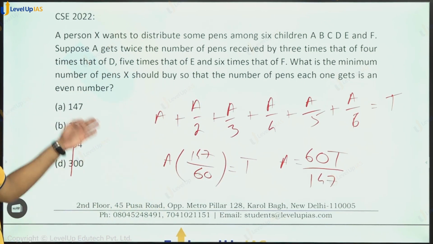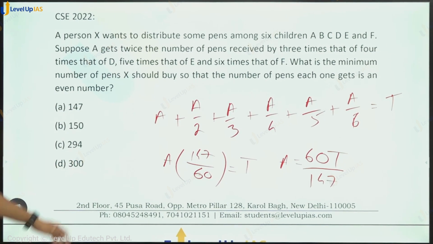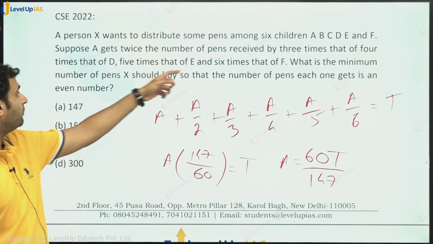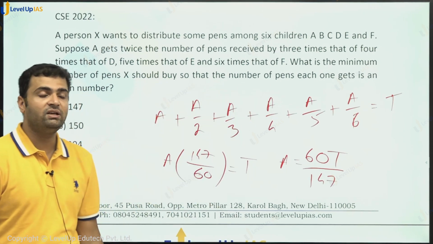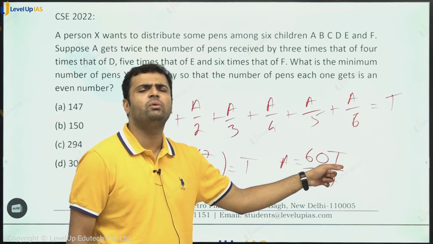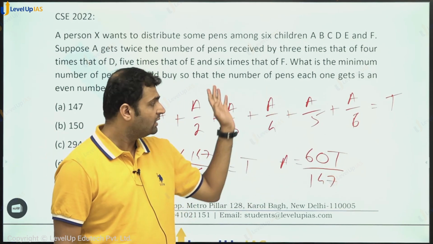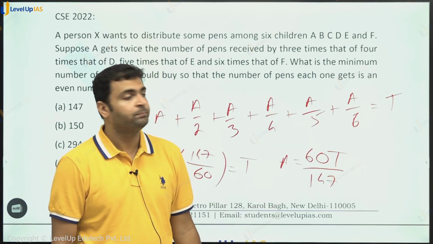Now let us look at the options. What is the question? What is the minimum number of pens X should buy so that each one of them gets an even number of pens? So what should be the minimum value of T so that everyone gets an even number of pens.